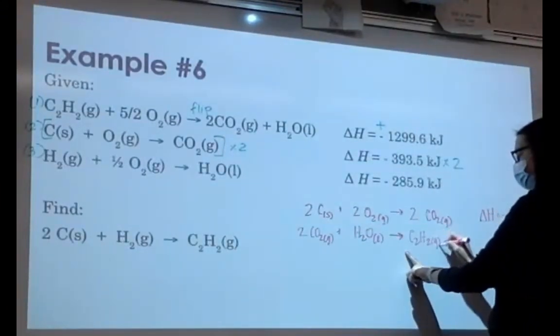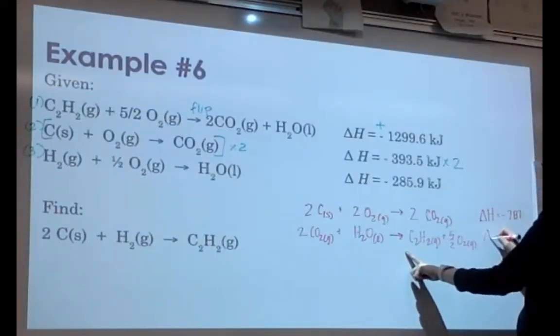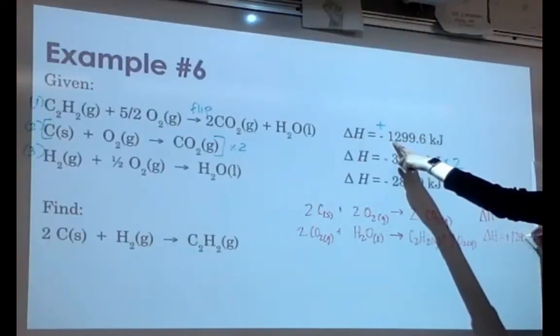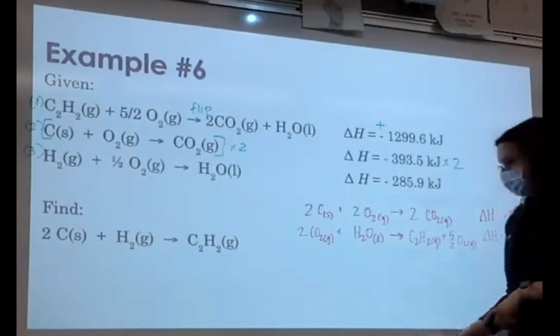C2H2 plus 5 halves O2. So again, our delta H, we just flipped the sign, so plus 1299.6.